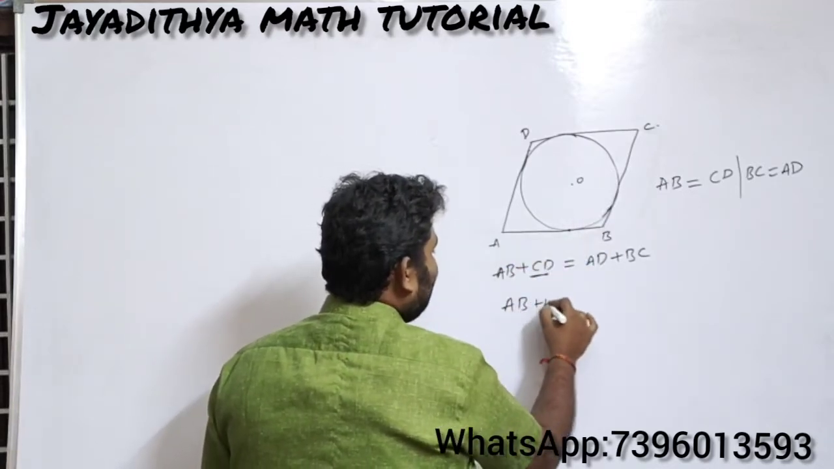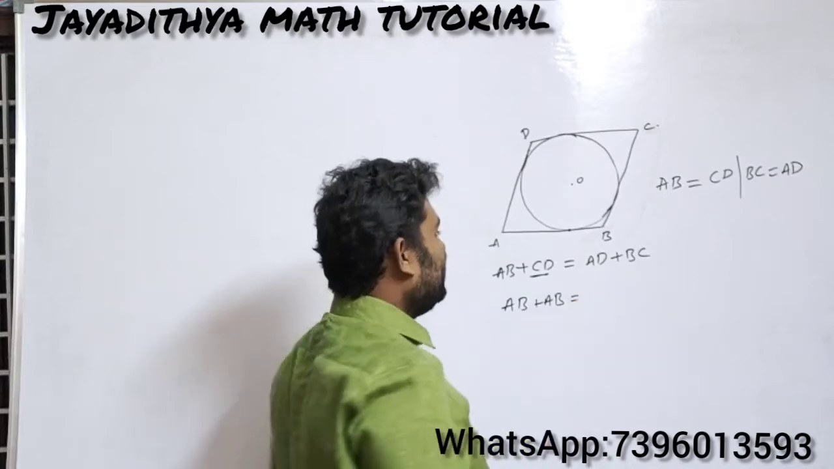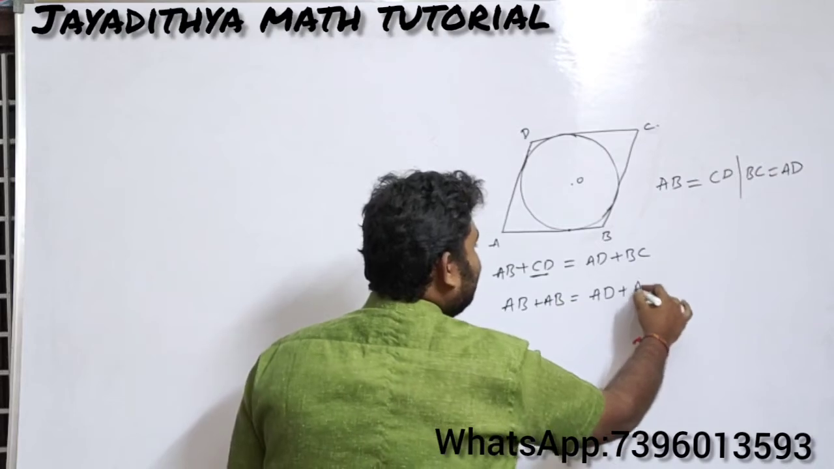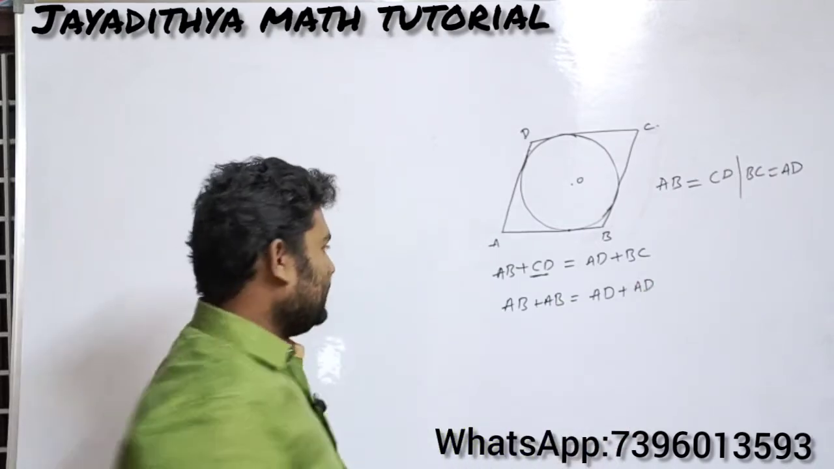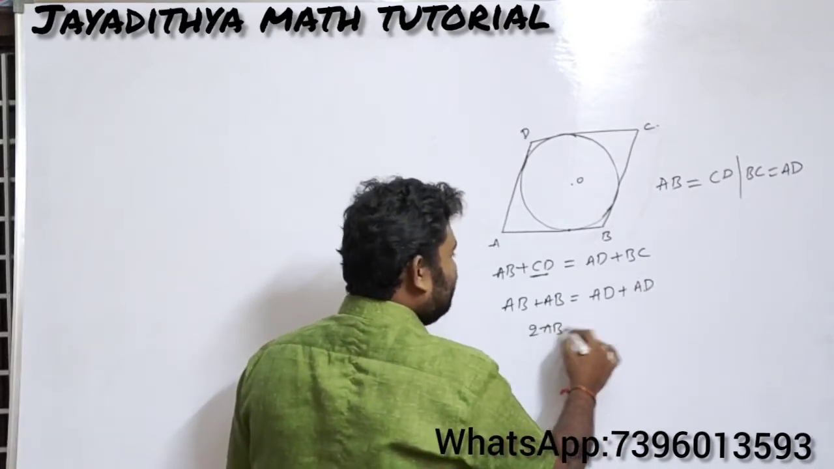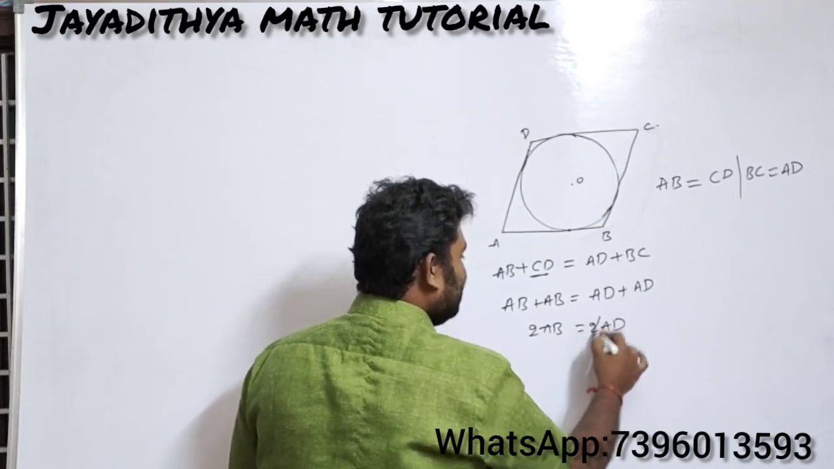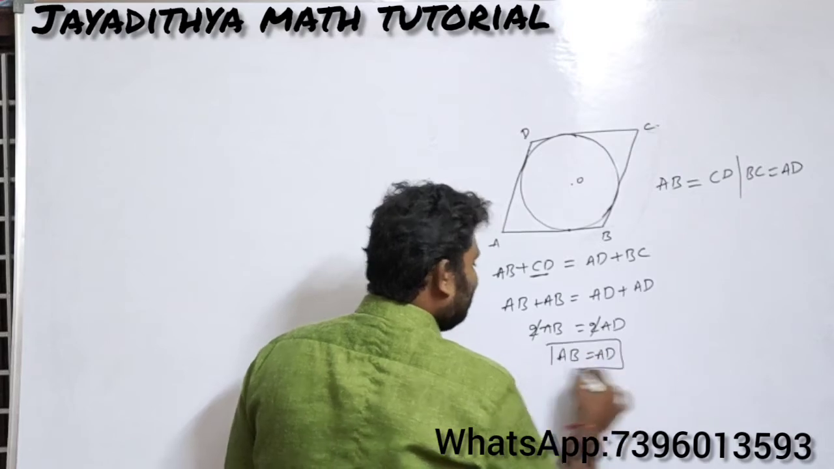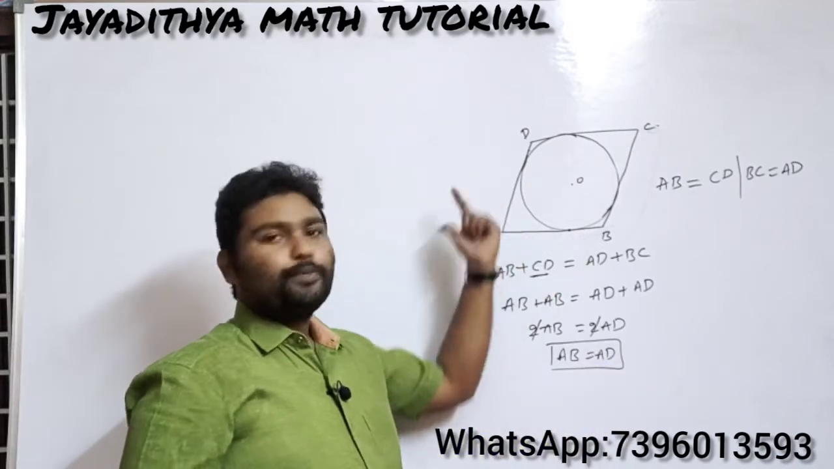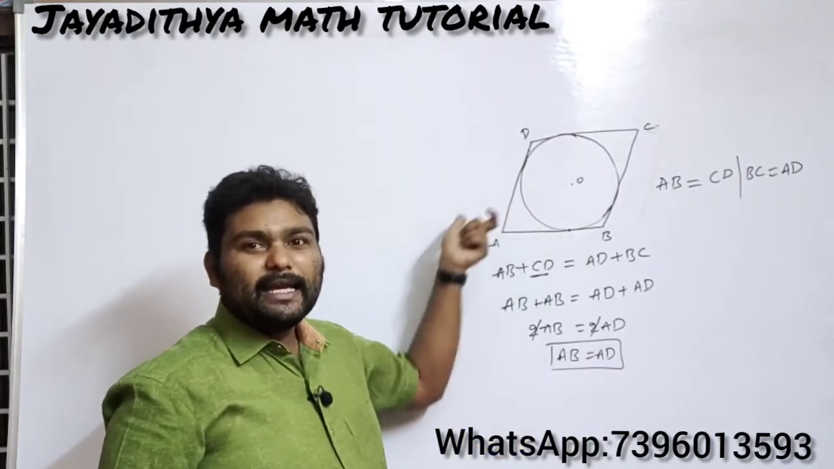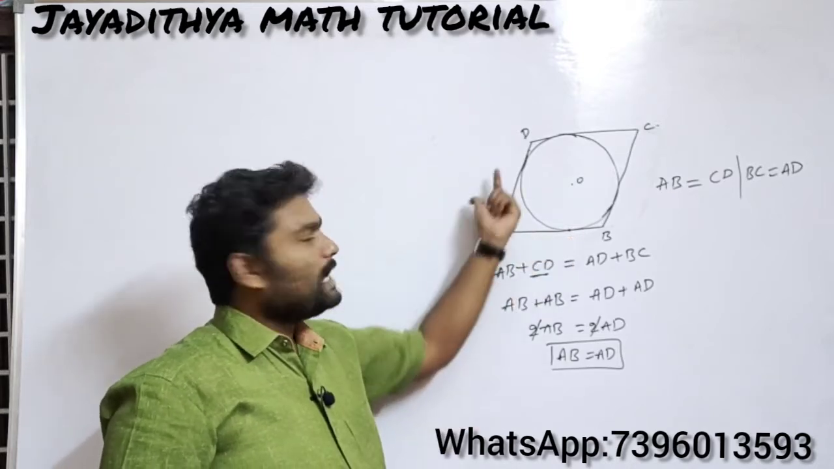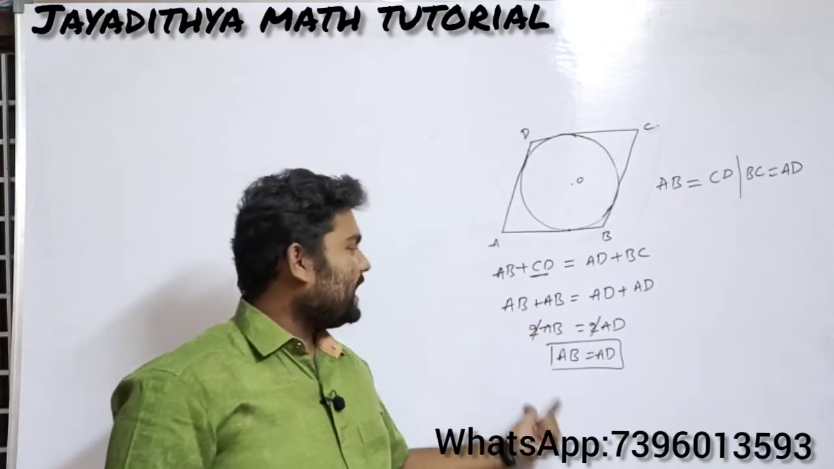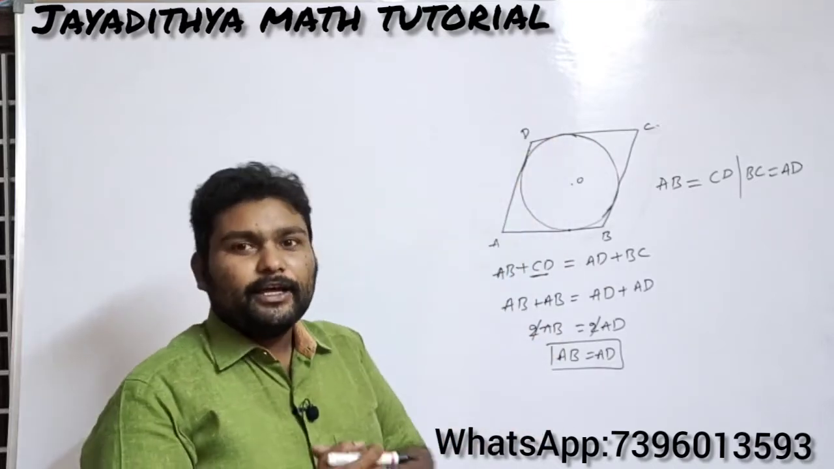So AB plus AB will be equal to, here I have AD plus BC, which is also equal to AD. So 2 times AB will be equal to 2 times AD here. 2 and 2 get cancelled. Therefore, AB will be equal to AD. So here we have proved that adjacent sides are equal. AB and AD are adjacent sides here. If two adjacent sides are equal in a parallelogram, then the parallelogram is a rhombus. Hence, you can write here ABCD is a rhombus.